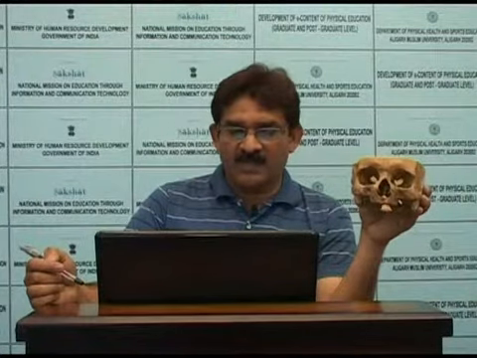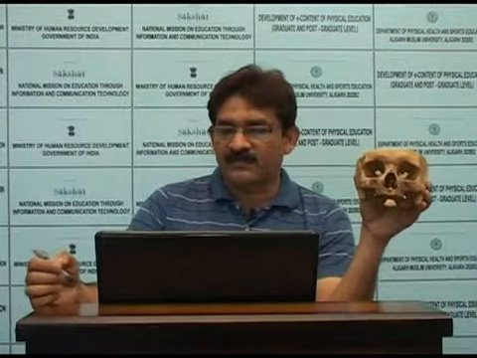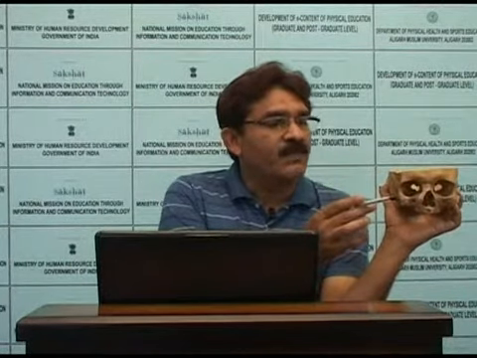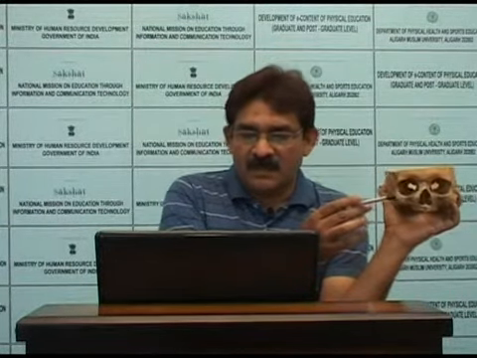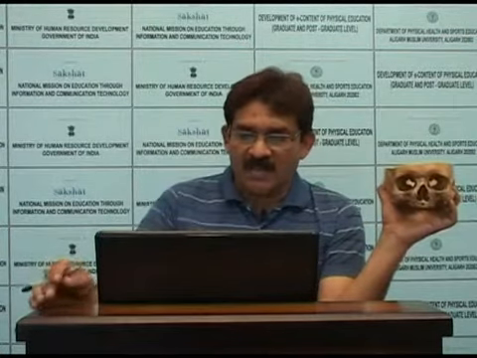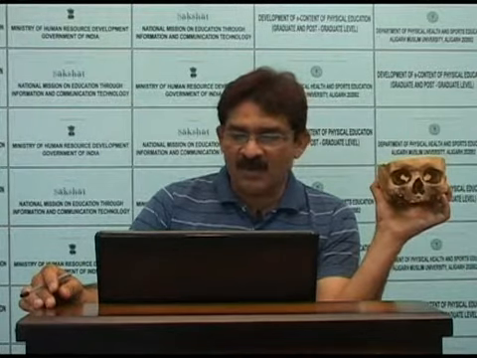Zygomaticofacial foramen, a small foramen for passage of the zygomaticofacial nerve. This is the zygomaticofacial foramen. You can see this is the slightly sharp point foramen, a small foramen for passage of the zygomatic nerves.